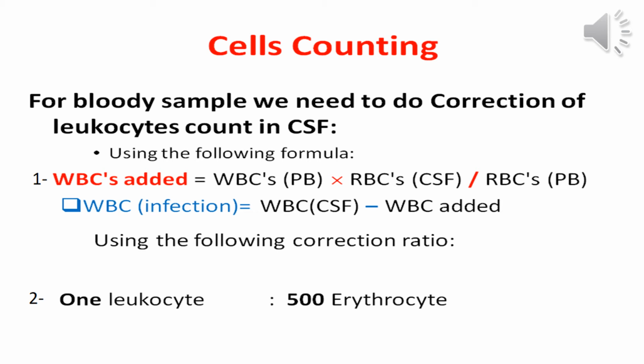So when you apply this formula, white BC added equals white BC in peripheral blood multiplied by the RBC in CSF divided by RBC in peripheral blood, and you know the number of white BC added. Suppose, for example, it is 30 cells. That means the white BC added that come from the peripheral blood is 30. In this case, the white BC due to infection equals the white BC counted in the CSF sample, which is 100 for example, minus the white BC added, which is 30. So the real number of white BC due to infection is 70.